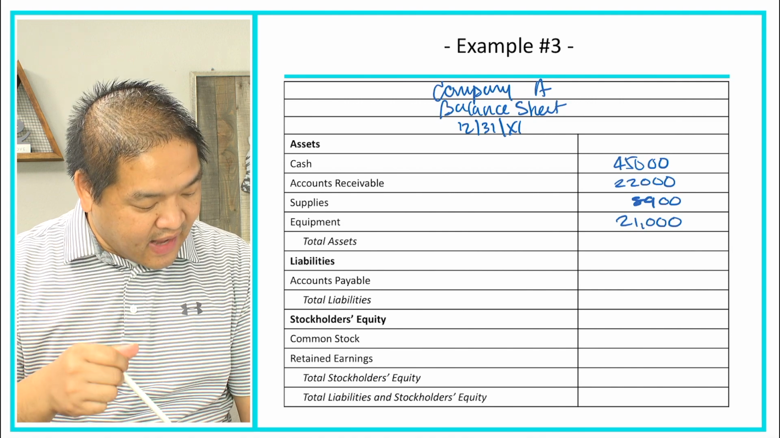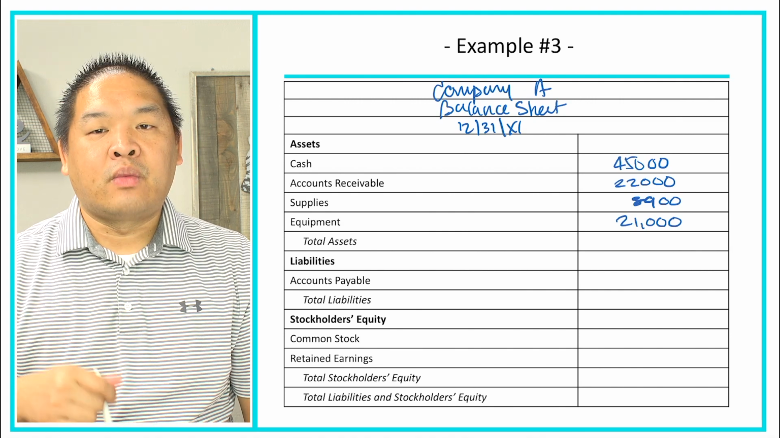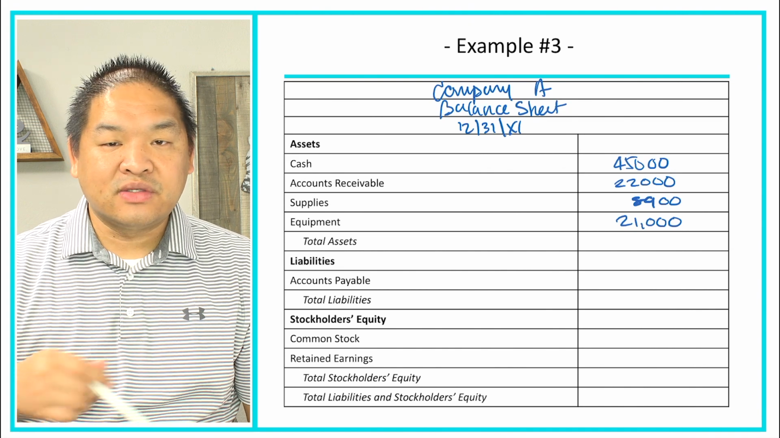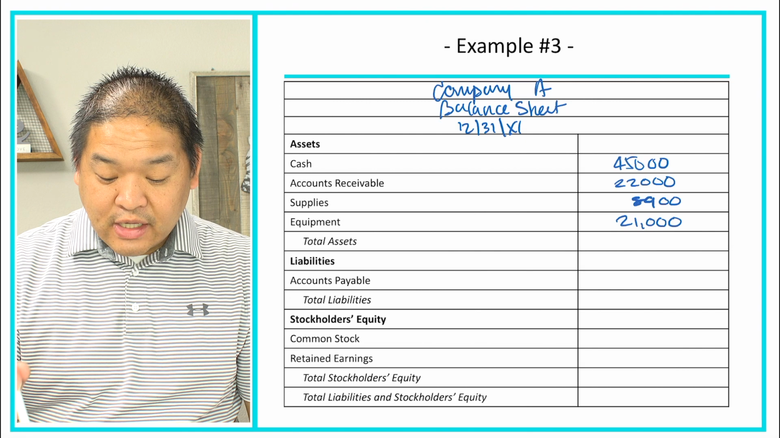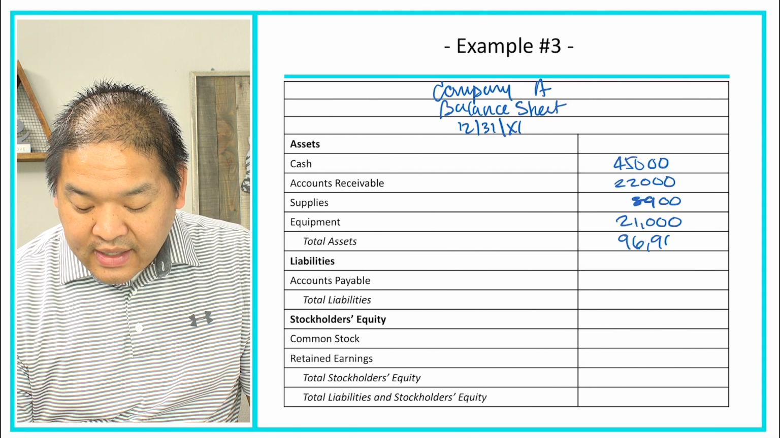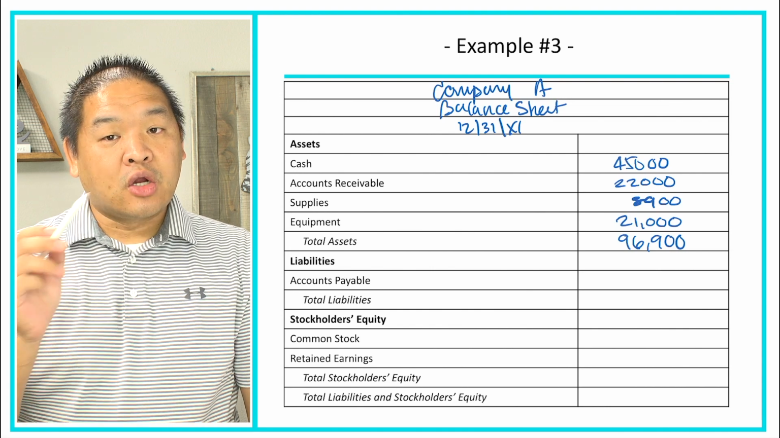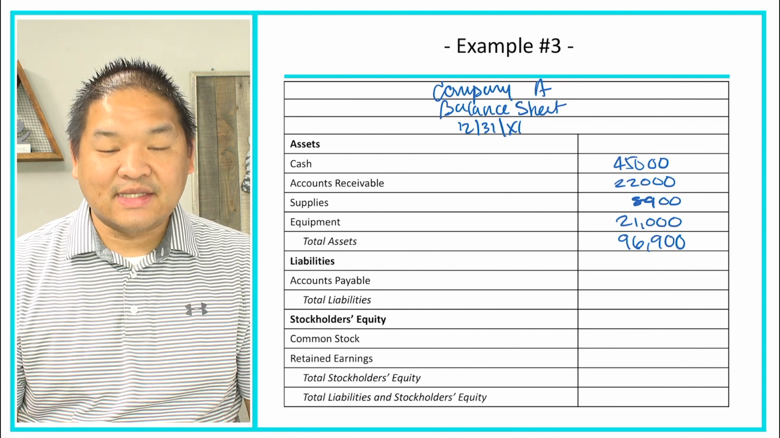That's a liability, not an asset. Common stock, that's a stockholder's equity, not an asset. And revenues and expenses we don't put on here, so we don't care about that at the end of the day. So I can add up all of my assets. When I do that, I'm going to get $96,900. So our goal in the next part is we want the bottom part to equal 96,900.